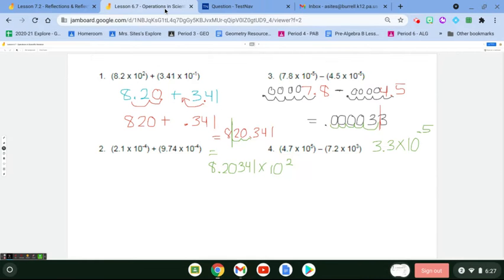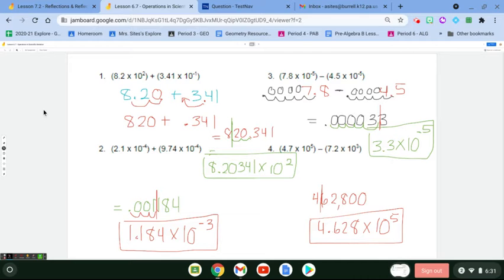So again, I want to leave my answer in scientific notation, but you can see that I'm converting in between with standard form to help me to get my result. So I want you to try out question 2 and question 4 right now to see if you can do this part on your own.